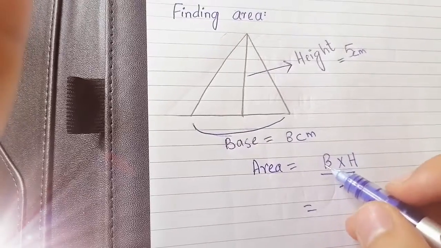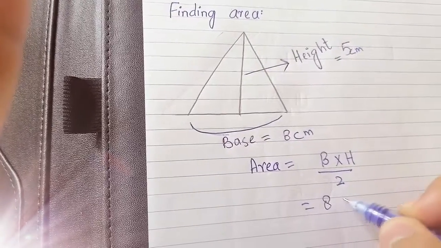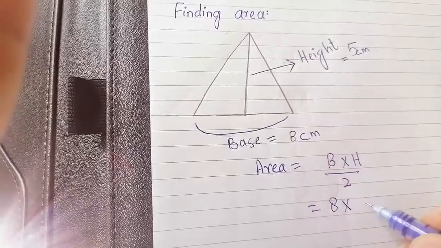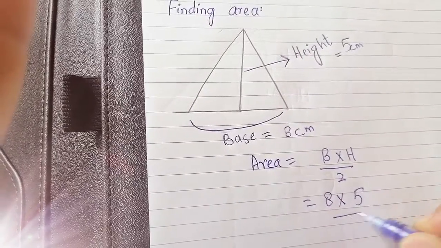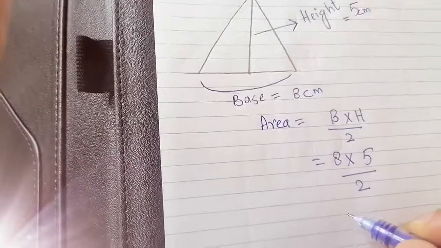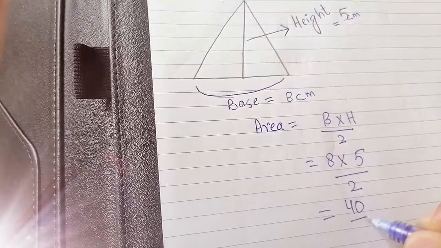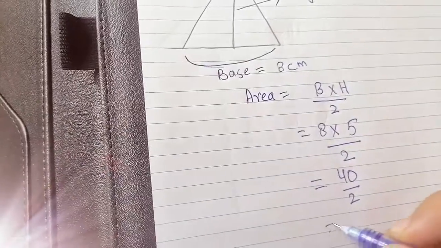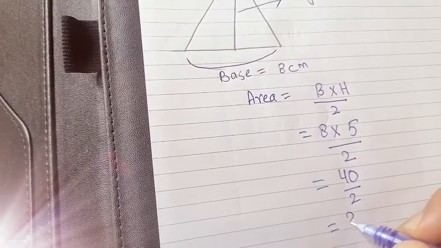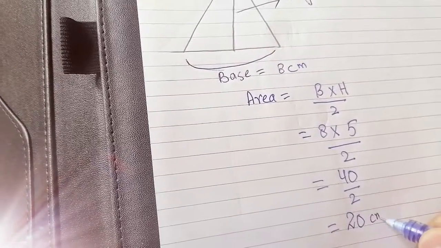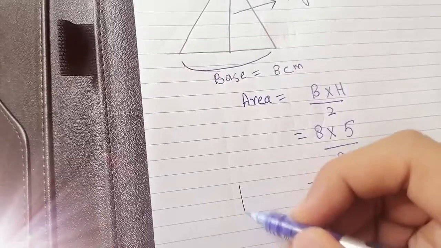So now base is 8, so 8 multiply h, which is 5, and divided by 2. So 8 multiply 5, we know that it's 40, and 2. So the area is 40 divided by 2 is 20 cm. How is 40 divided by 2 20?